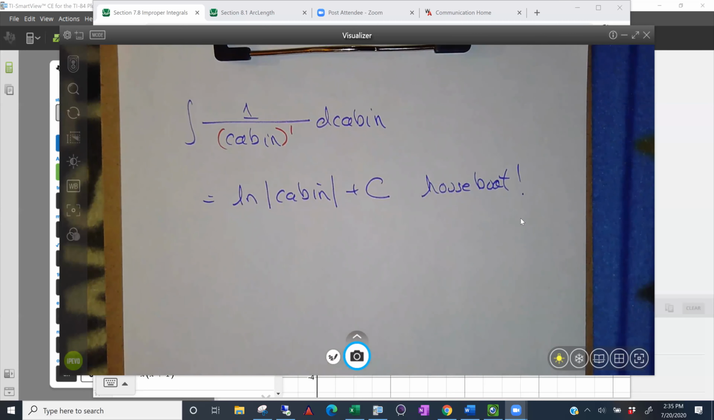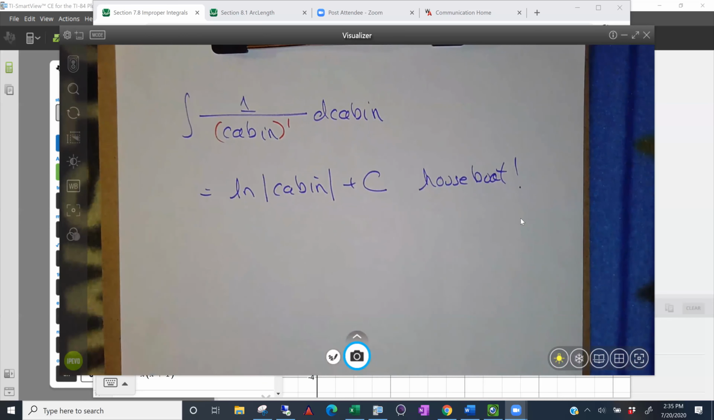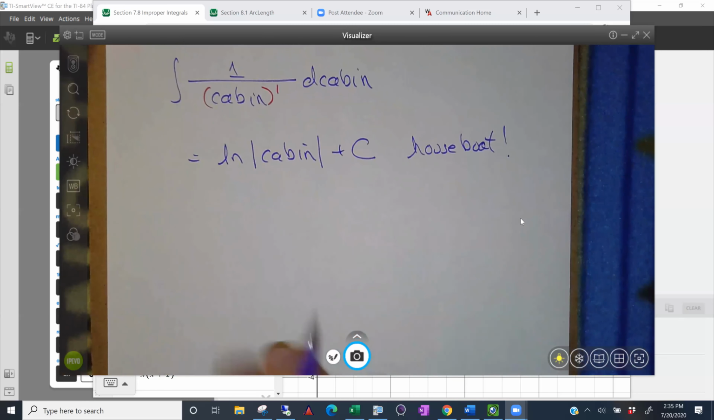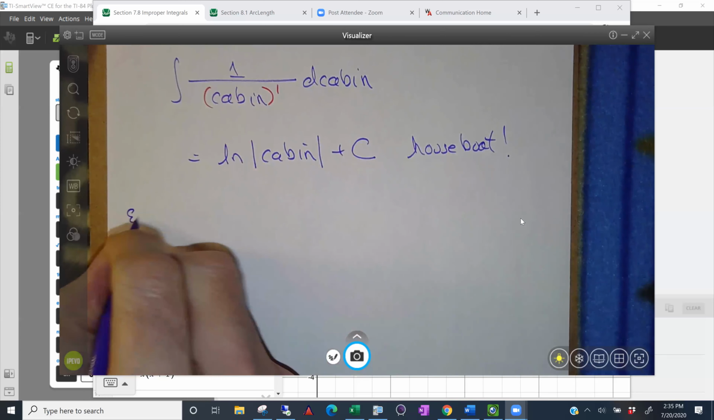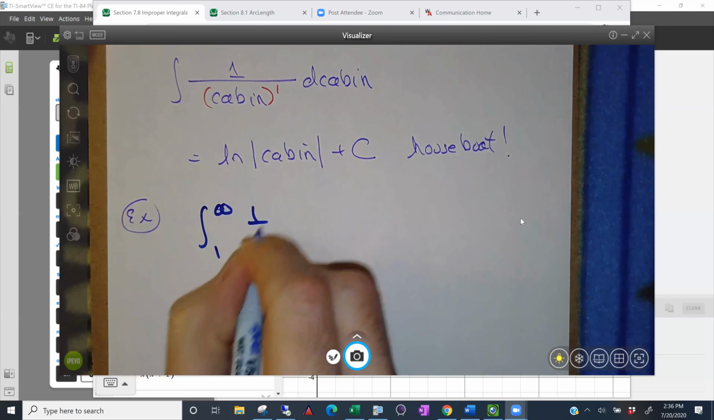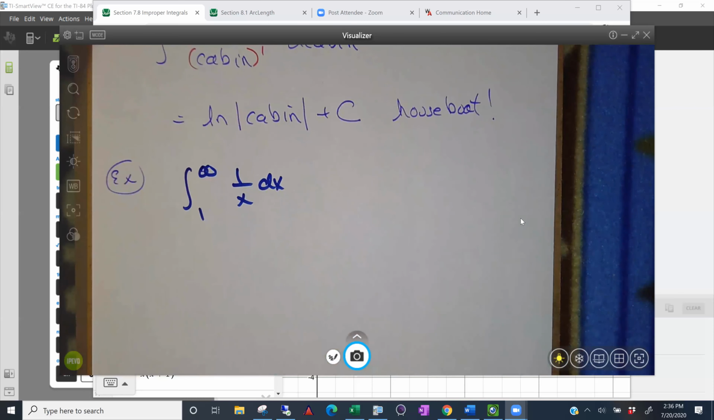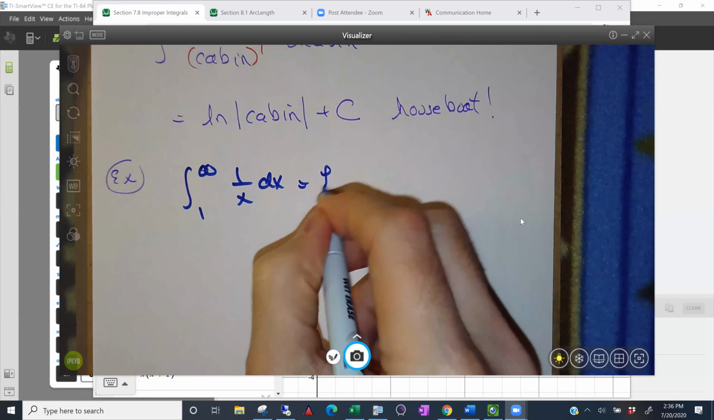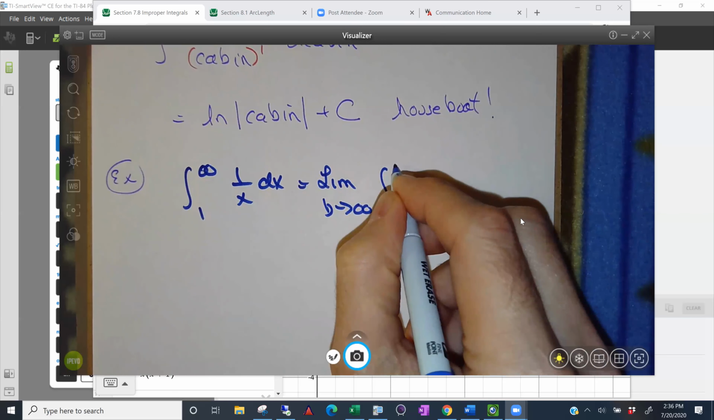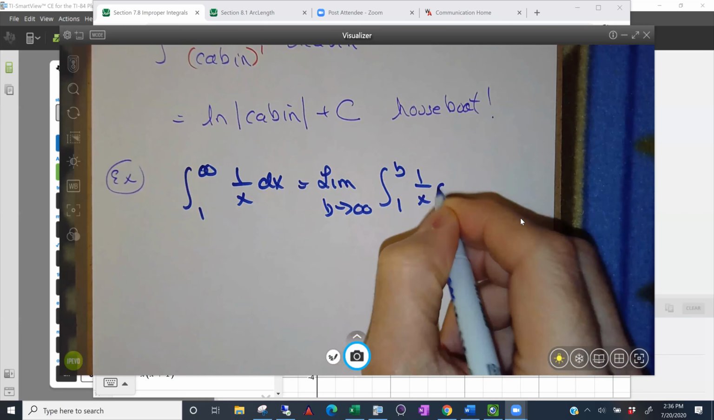All right, so let's kind of stick with this theme for just a little bit. This log stuff, and remind you that when we have 1 over something like this, you end up with a log. Let's look at this example: the integral from 1 to infinity of 1 over x dx. So, okay, what's going to go on with that one? Well, first we'll start out like we always do with the limit as b approaches infinity of the integral from 1 to b of 1 over x dx.